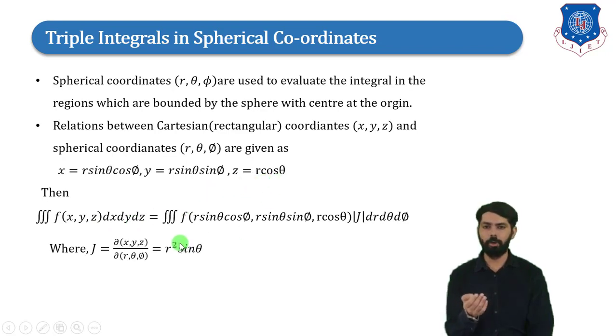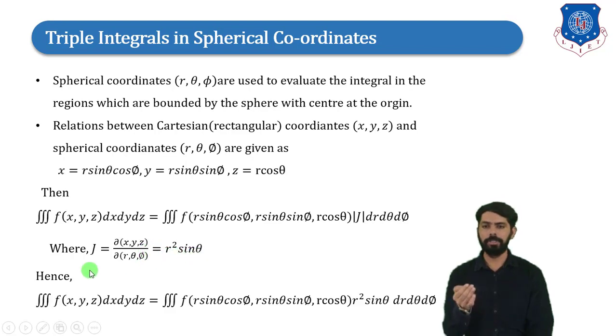Now we will find the Jacobian. The Jacobian J is equal to del (x, y, z) divided by del (r, theta, phi). So this will be equal to r square sin theta. Hence the triple integral of f of x, y, z dx dy dz is equal to the triple integral of f of r sin theta cos phi, r sin theta sin phi, r cos theta, into r square sin theta, dr d theta d phi, because here the value of the Jacobian is r square sin theta.